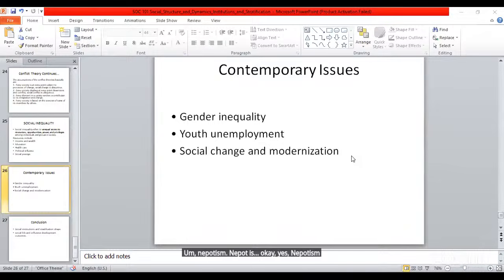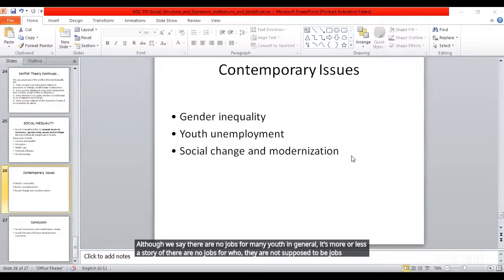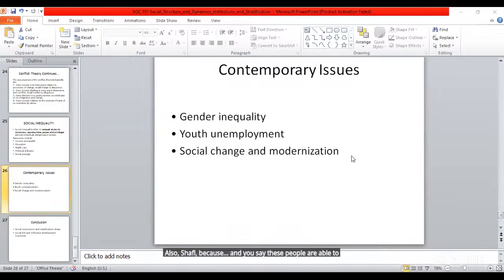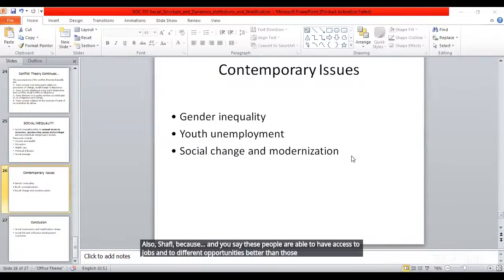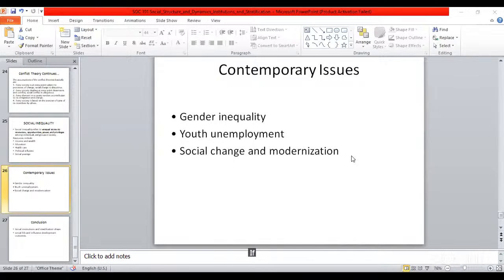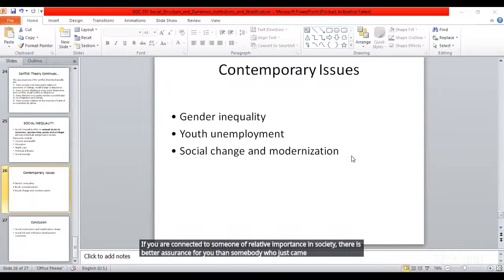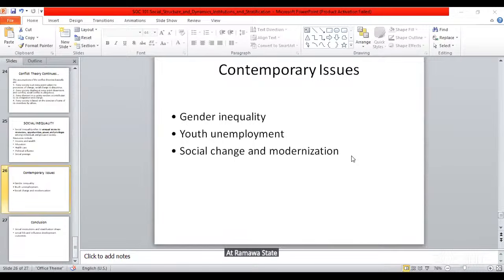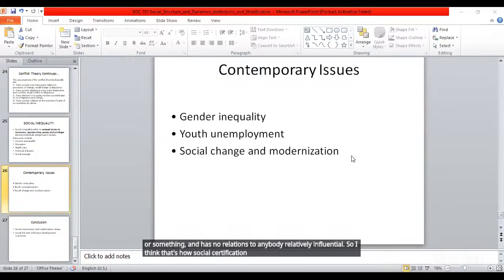On youth unemployment in relation to social stratification, I think in this time and age, there has been a rise in nepotism. Although we say there are no jobs for many youth in general, it's more a story of there being no jobs for those who are not supposed to have jobs. For example, you have young people who are connected with relatively influential political or social figures, and you see these people have access to jobs and opportunities better than those belonging to middle class or working class families. And even if you are in a middle class family, if you are connected to someone of relative importance in society, there is better assurance for you than somebody who just came out of school in Adamawa State and has no relations to anybody relatively influential. So I think that's how social stratification has contributed to youth unemployment.